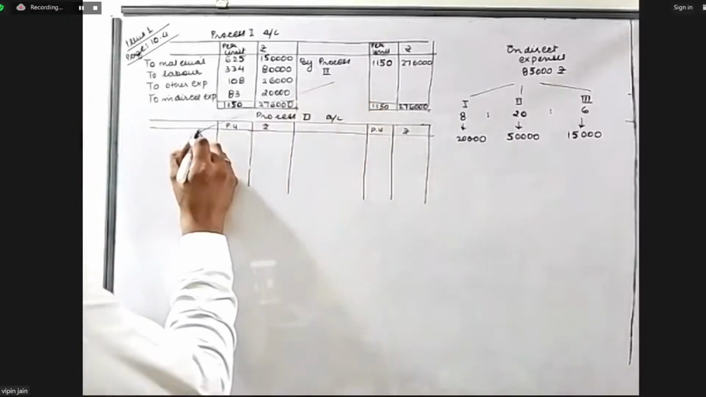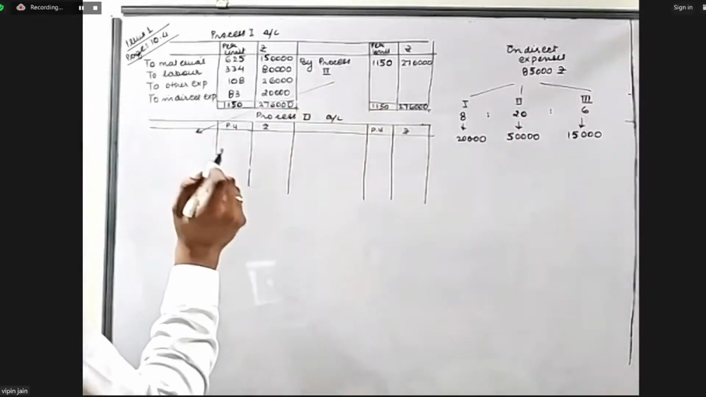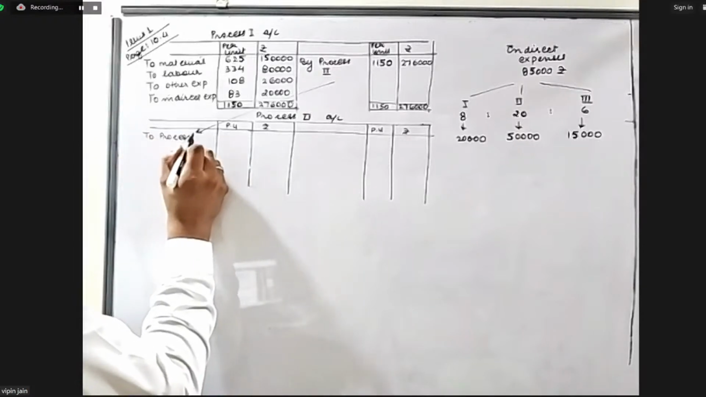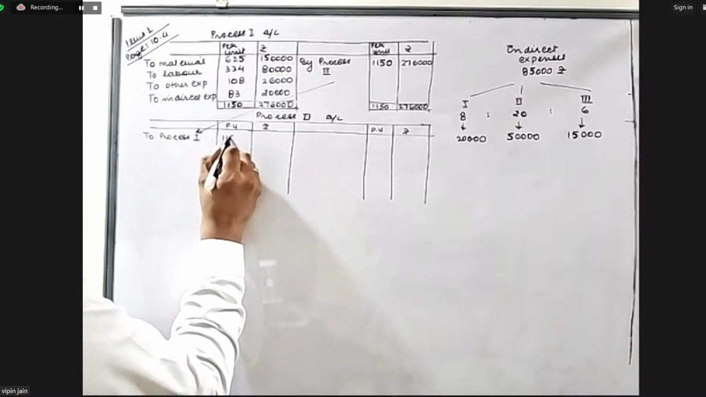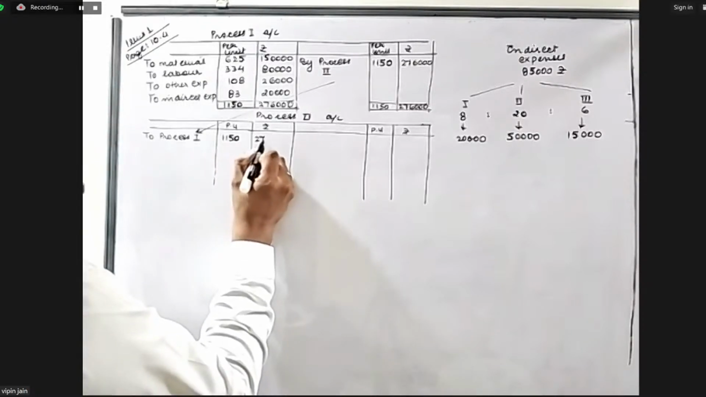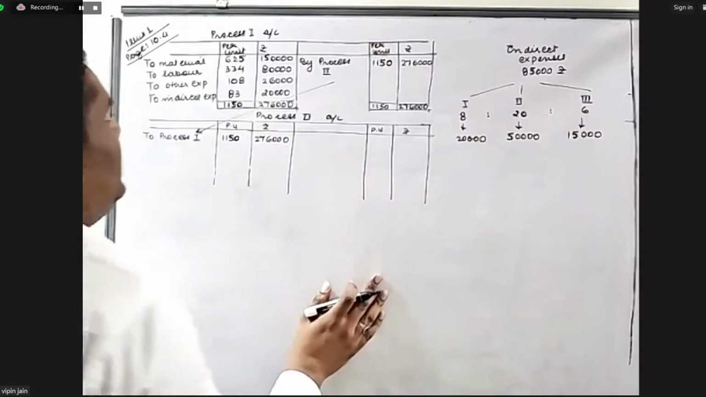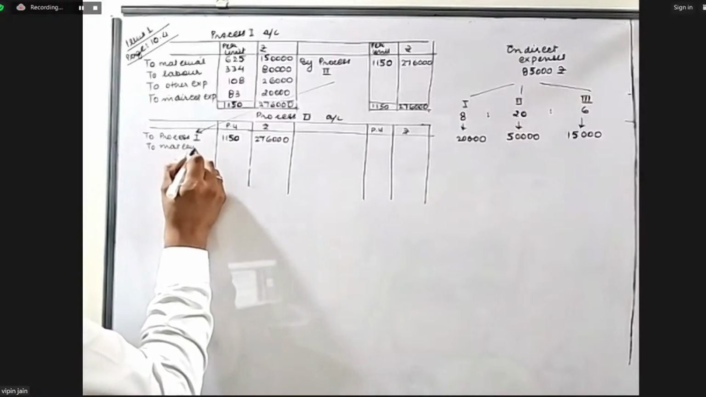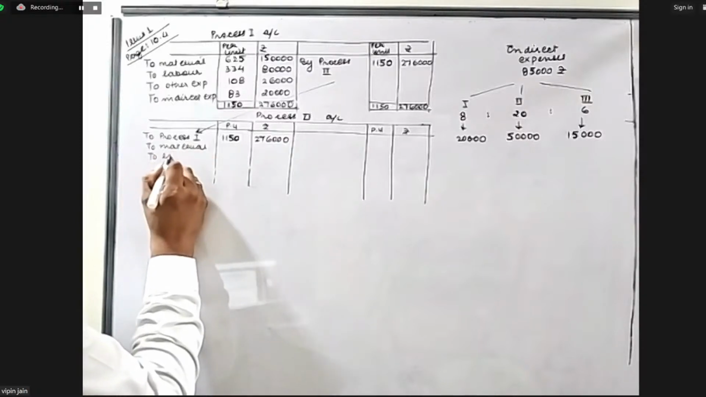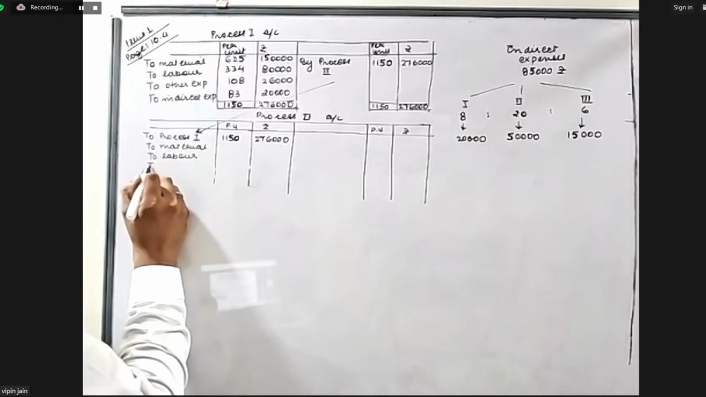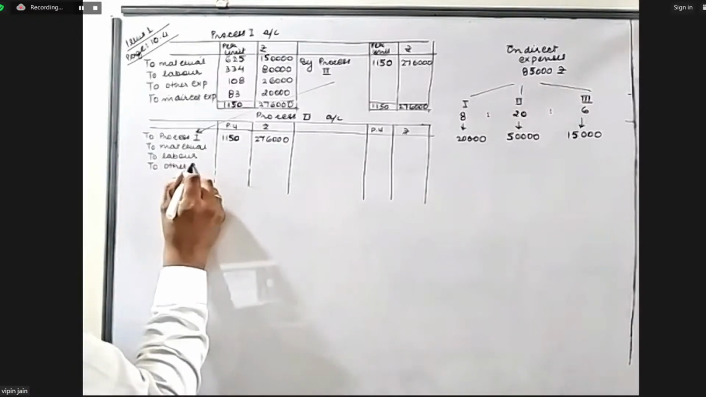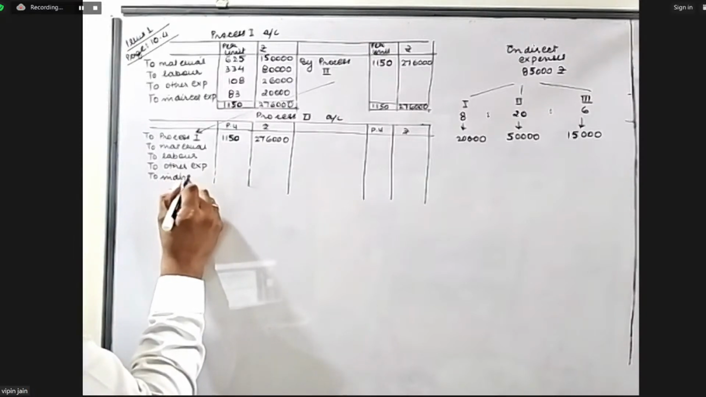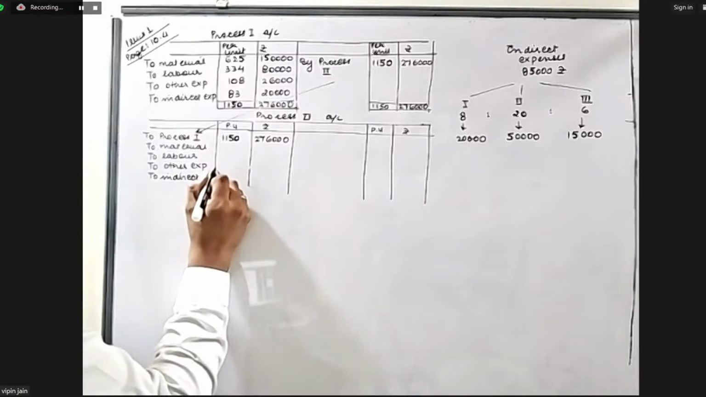So we'll first write the inputs of process second. That will be what? The output of process first. So to process first, 1,150 and 2,76,000. Thereafter, we'll write down all the cost of that process. So to material, to labor, to other expenses, and to all the indirect expenses.